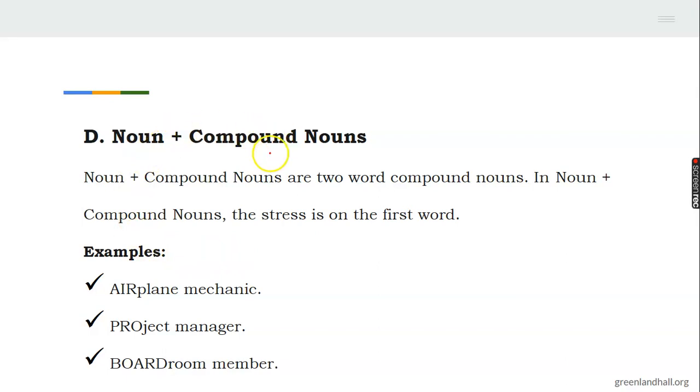Noun plus compound nouns. Let's see, this will be the last one. Noun plus compound nouns are two-word compound nouns. And in noun plus compound nouns, the stress is on the first word. Look at the example here. Airplane mechanic. We have a noun plus compound noun. This is a noun, and this is a compound noun. Air and plane, compound noun. So we have stress on the first word, the first syllable. That's where our stress appears.